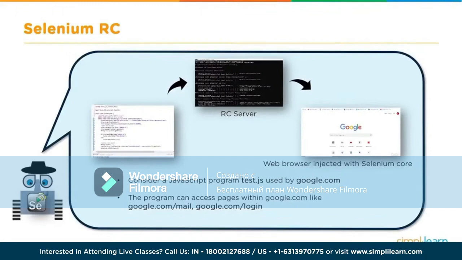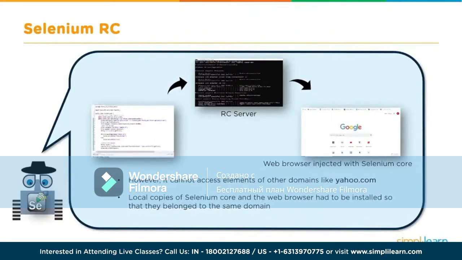Like say for example, mail, the search or the drive. So any elements from this can be accessible through your test scripts. However, nothing outside the domain of say google.com in this case was accessible. Say for example, if your test scripts wanted to access something from yahoo.com, this was not possible. And this is due to the security reasons, obviously.